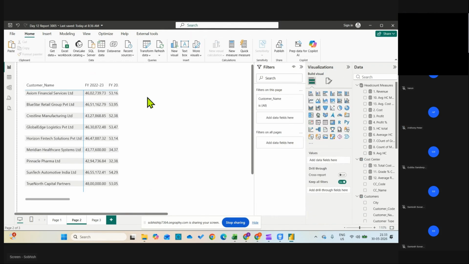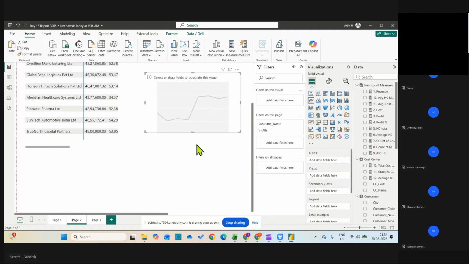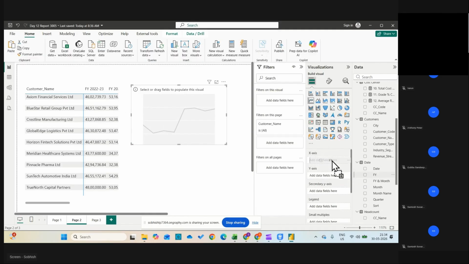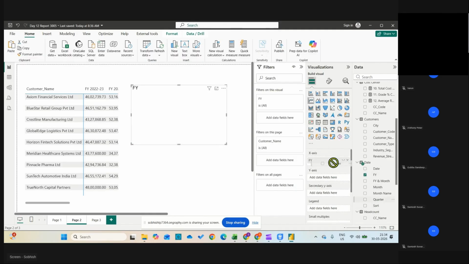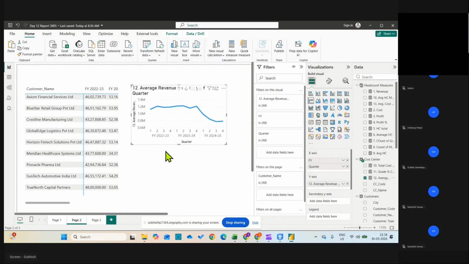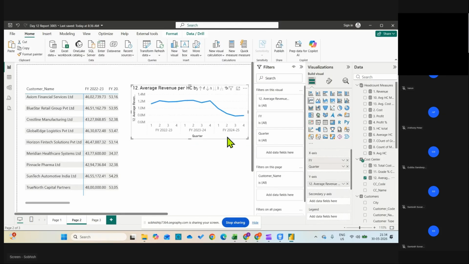Now, one thing I also want to see is what is this average revenue per headcount trend, since when we have this problem. So I would put this on a line chart, look at my financial year, bring my financial year and my quarter, and then I will bring the average revenue on the y-axis, and then I can clearly see the problem here, and the issue started from the beginning of 2024.